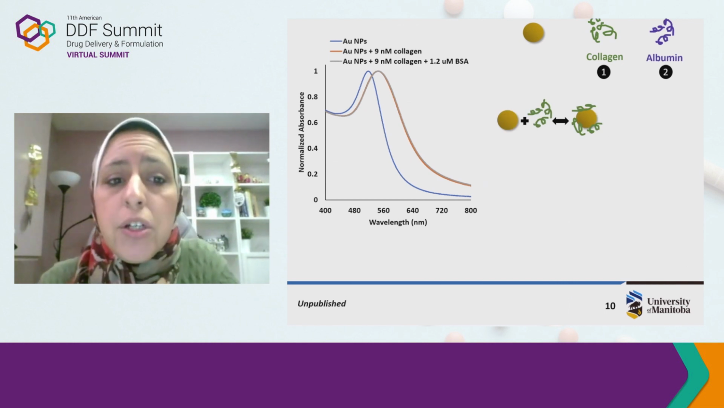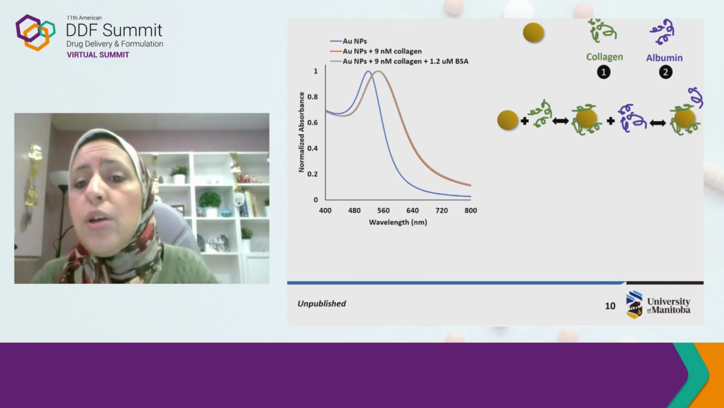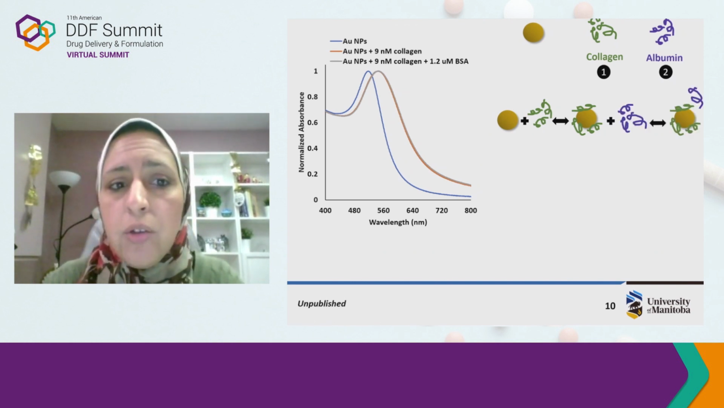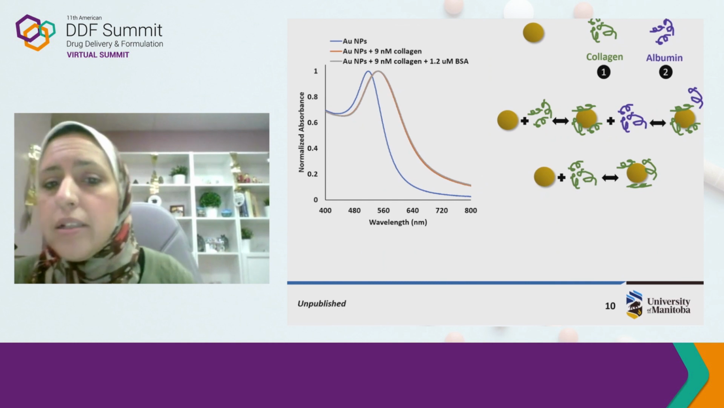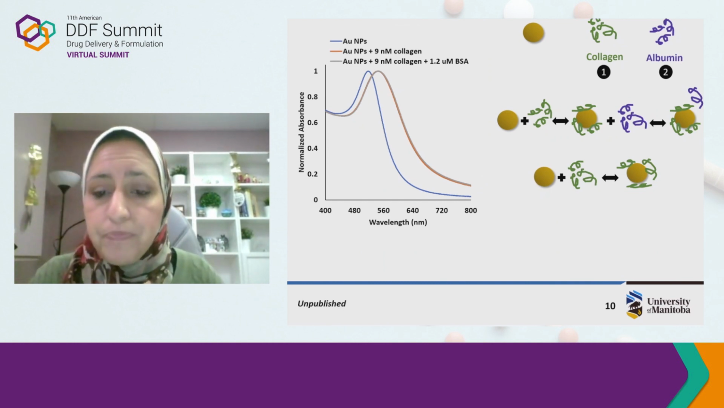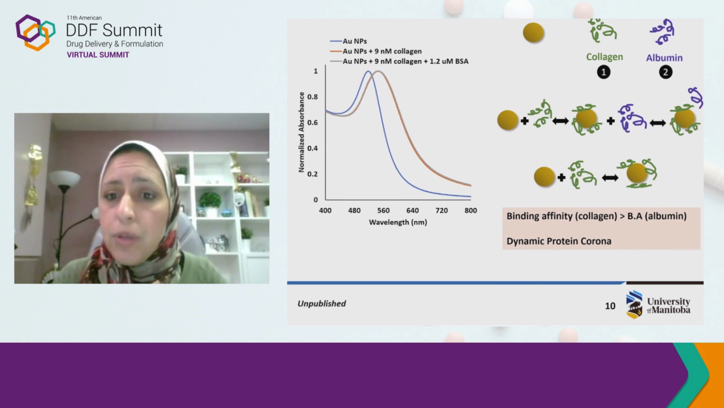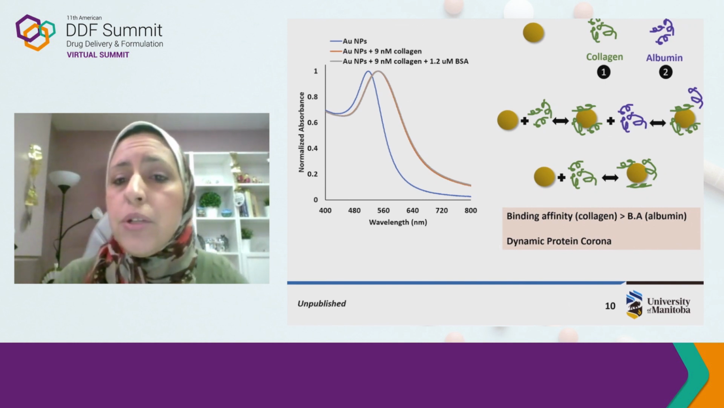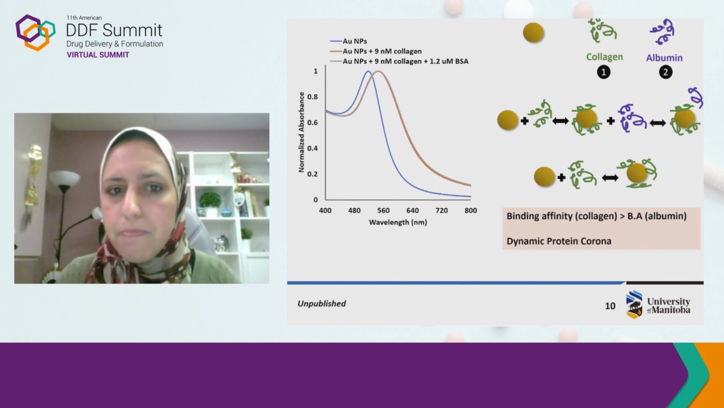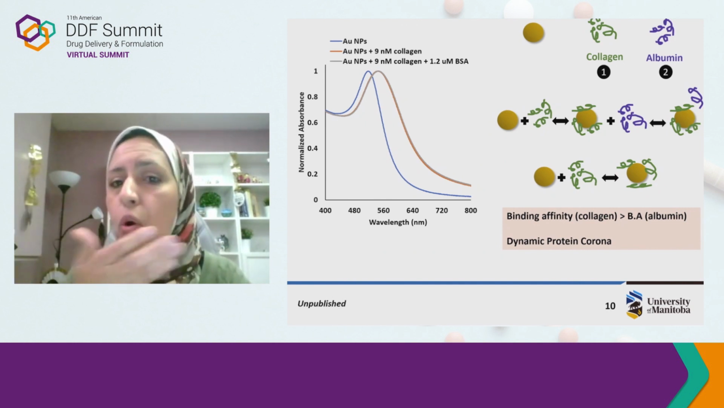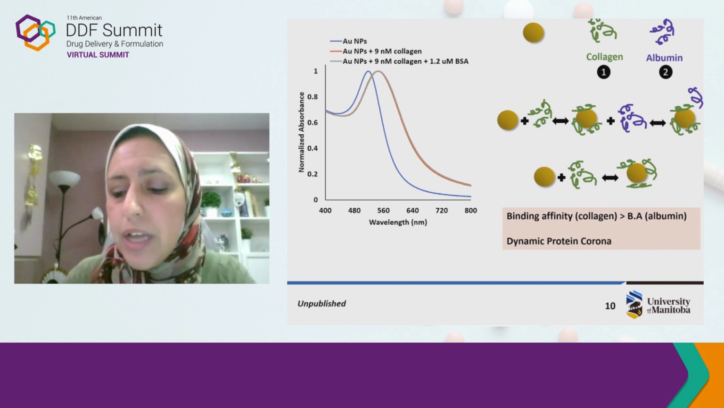So we started with collagen first, and we got a shift that is equivalent to the collagen. And then we exposed this to albumin, but we didn't see any change. It was overlapping curves, as you can see here, and it was really the same as collagen-treated nanoparticles. So the binding affinity of collagen is way more than albumin. And we need to really start thinking about protein corona not as something simple to consider in the study, but really thinking about the whole journey of the nanoparticles and try to apply this in how we evaluate our nanoparticles.